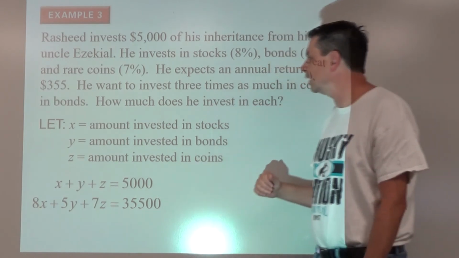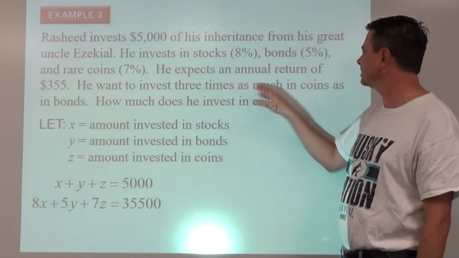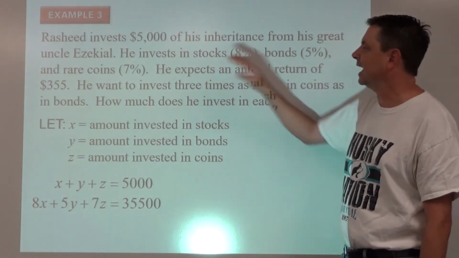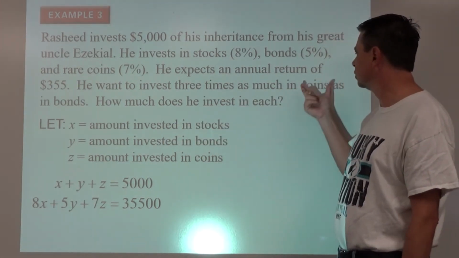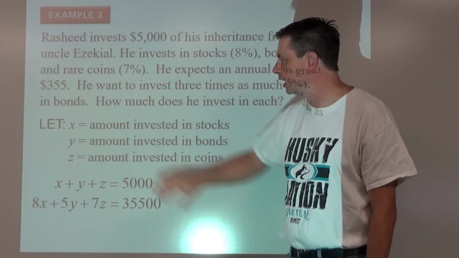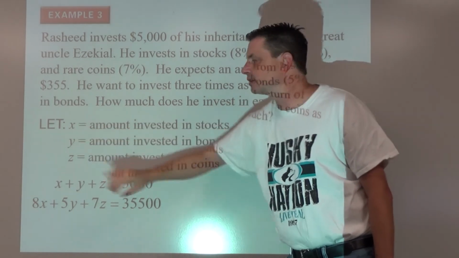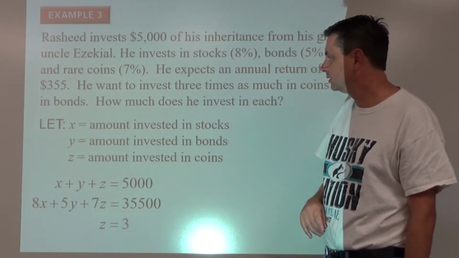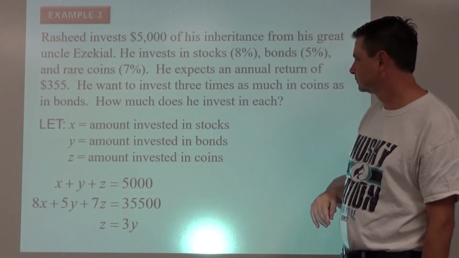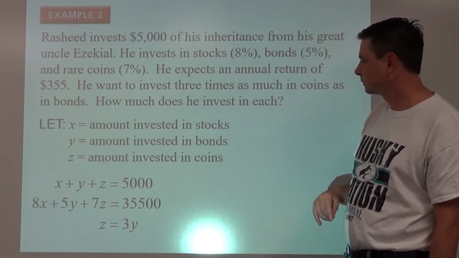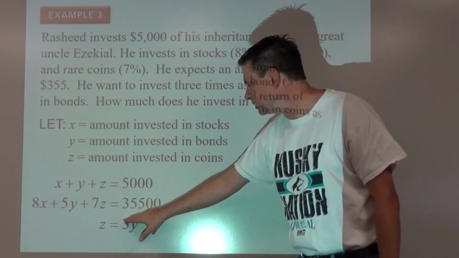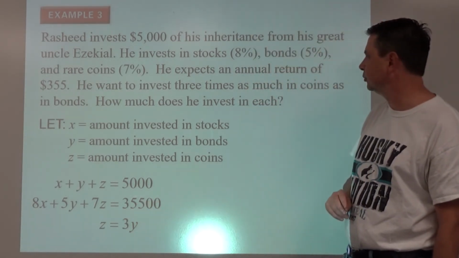And we need one more equation. He wants to invest 3 times as much in coins as bonds. So coins needs to be 3 times what we have in bonds. We're talking about amounts, x, y, and z. So z, the amount in coins, is going to be 3 times what was put in bonds.